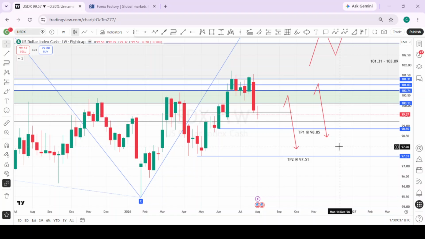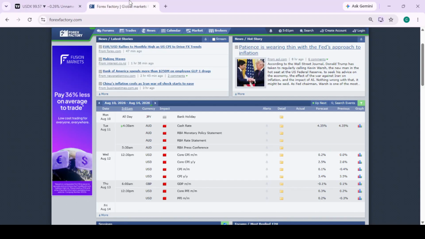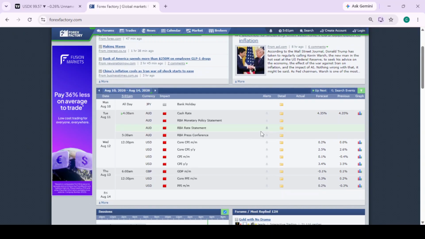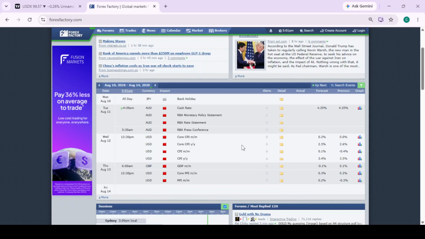So before that, let's see what we have on the economic calendar for the coming week before we jump into the charts. On Monday we have a bank holiday for JPY, the Japanese yen. On Tuesday we have the AUD cash rate, which is a very high impact news. So if you're holding any AUD pair, you should be cautious of that on Tuesday.